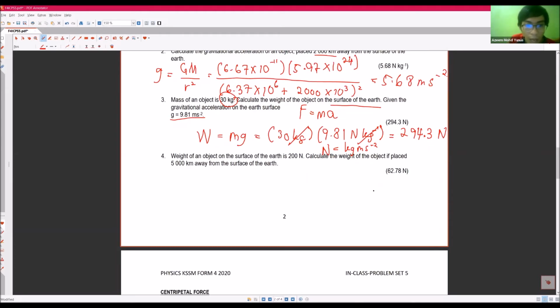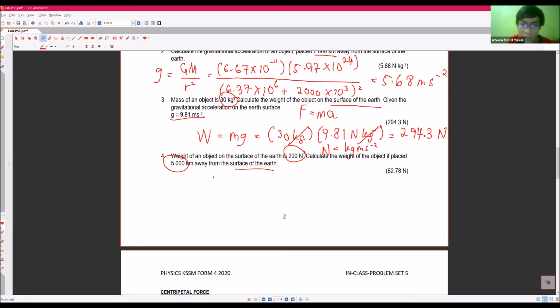The weight of an object on the surface of the Earth is 200 Newton. Calculate the weight of the object if placed 5,000 kilometers away from the surface of the Earth. So basically, we have two situations here, on the surface and away from the surface. What links these two places is the mass, because the mass of an object is constant everywhere, whereas the weight of an object changes due to the position of the object relative to the Earth or the moon.